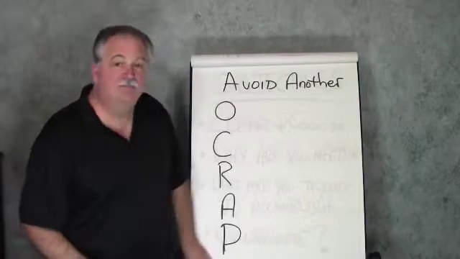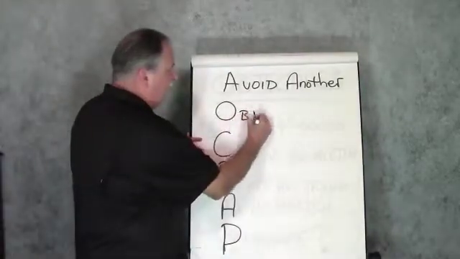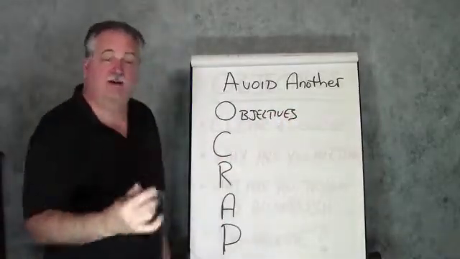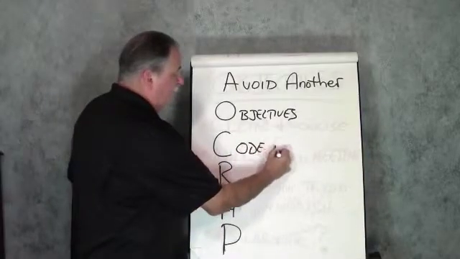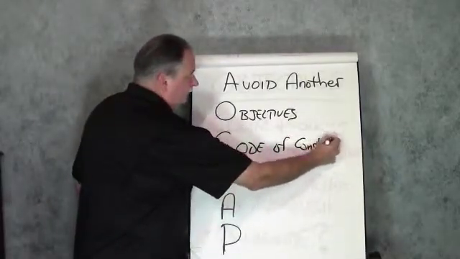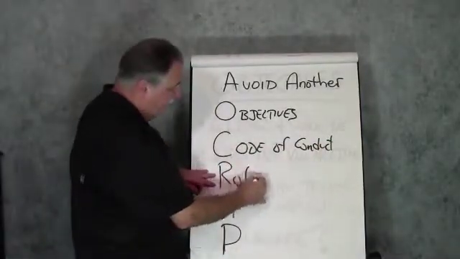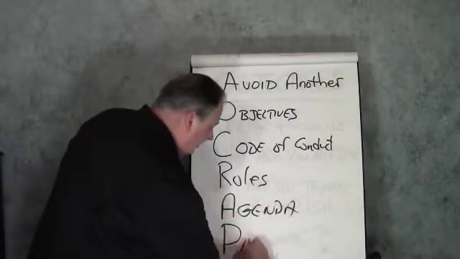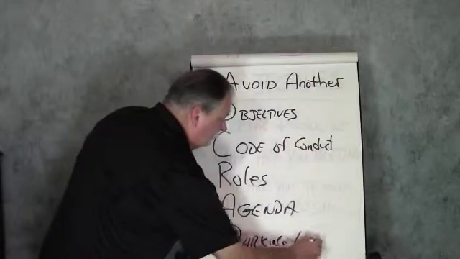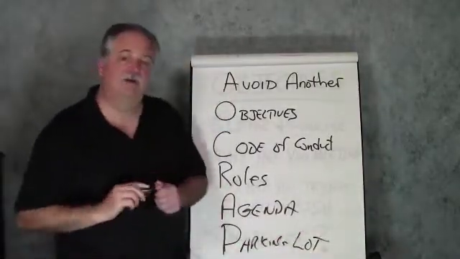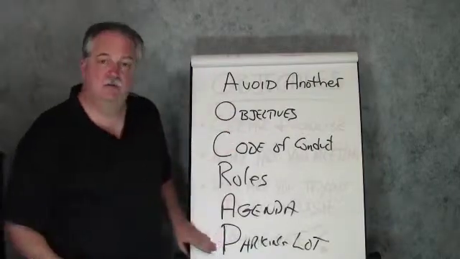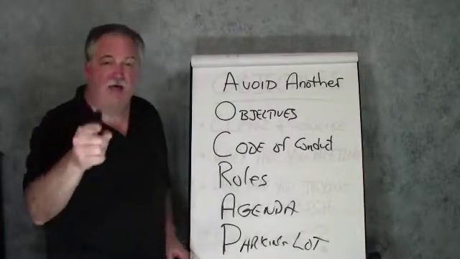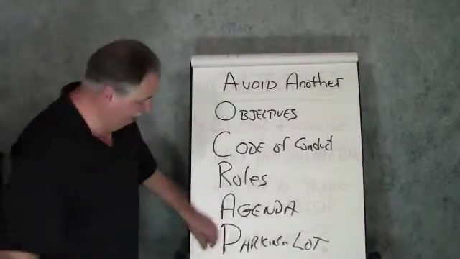So the first thing we have to do is set some objectives. Then we need to have a code of conduct, how we're going to work and play together. Roles. The all-important agenda. And then a parking lot where we can put any of the off-topic items. So let's take a look at each of these in order: objectives, code of conduct, roles, agenda, and the parking lot, so we can make sure that you don't have any more, oh crap, it's another meeting.